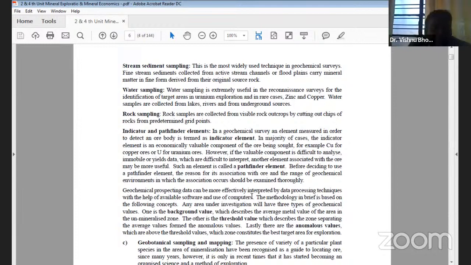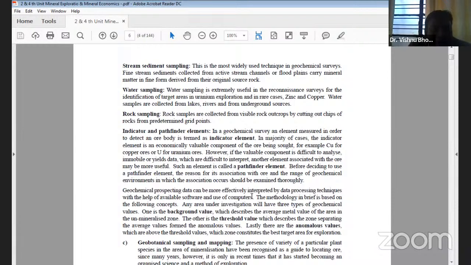The water sampling. Water sampling is extremely useful in reconnaissance surveys for the identification of target areas, in particular uranium exploration and zinc and copper. Water samples are collected from lakes, rivers, and underground sources.